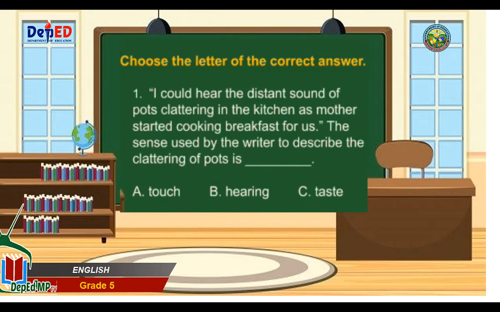Next activity. Choose the letter of the correct answer. Number 1. I think this is the post-assessment. I could hear the distant sound of the pots clattering in the kitchen as Mother started cooking breakfast for us. The sense used by the writer to describe the clattering of pots is blank. A. Touch. B. Hearing. C. Taste.